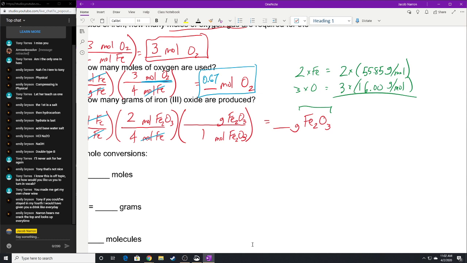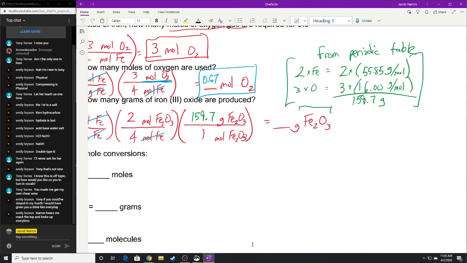And I get 159.7. So this is 159.7 grams of iron 3 oxide per 1 mole of iron 3 oxide. So that number is going to go right here. Again, this is just from the periodic table, so you can use that. All right, so anyway, now we can do all our math.